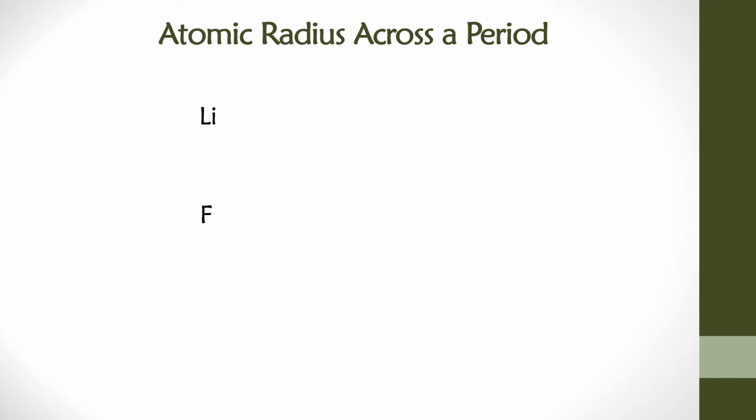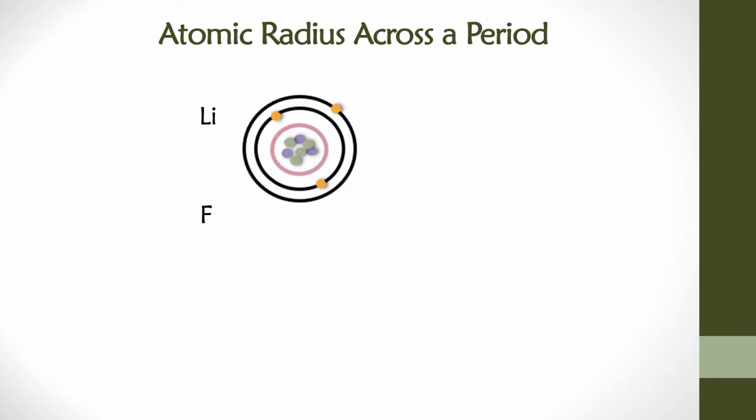Now let's see what happens to the atomic radius as we go across the period. So now we are looking at period 2. We have lithium in the very beginning of that period, and then we have fluorine towards the end of the period. So this is what lithium looks like. We just looked at that. And then we have the fluorine.